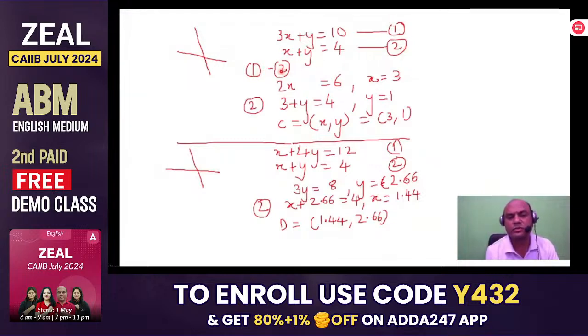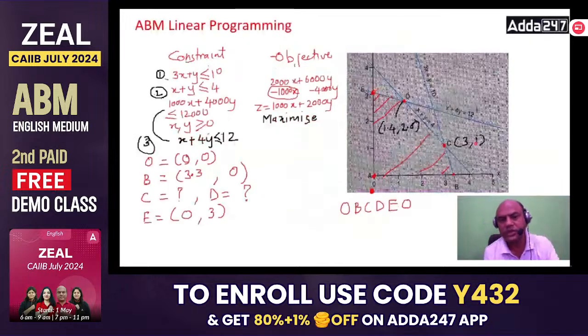So do 1 minus 2. 3x minus x becomes 2x. Y minus y becomes 0. 10 minus 4 becomes 6. So 2x equals to 6, so x equals to 3. Put this x equals to 3 in equation number 2. So x plus y equals to 4, 3 plus y equals to 4, so y equals to 1. So the C point we get is 3 comma 1. See this point, 3 comma 1.